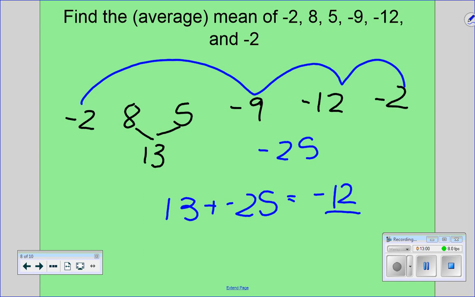Dividing by, how many are there? 1, 2, 6. Should be -2. Is that what you guys got? Yeah. Why -6? Oh, I see.